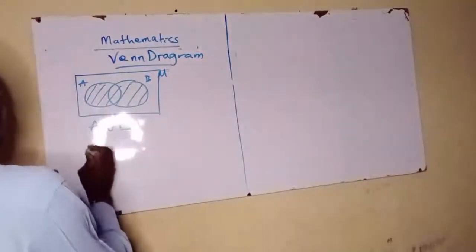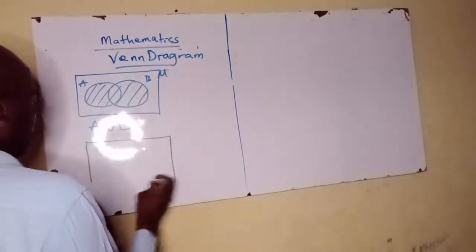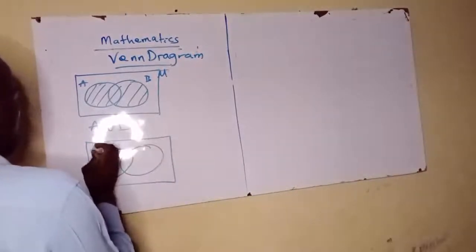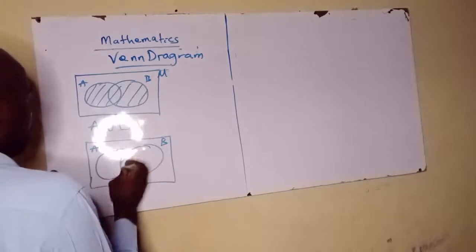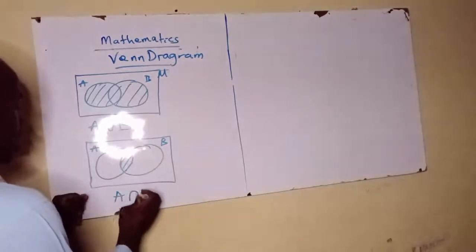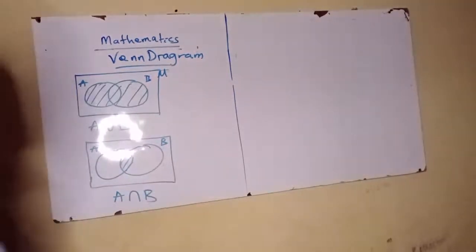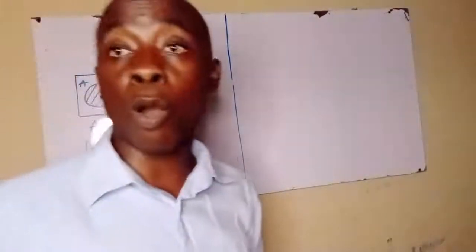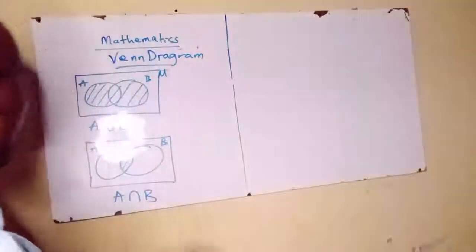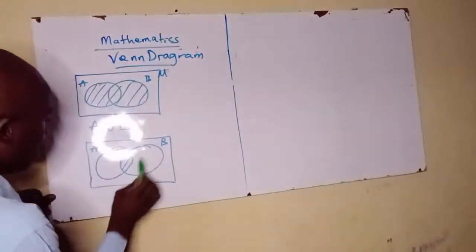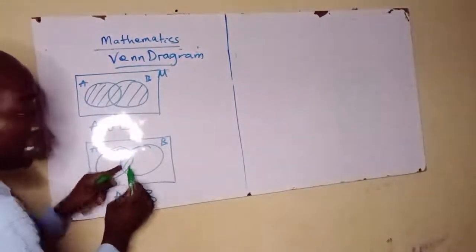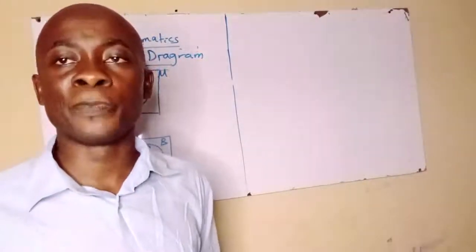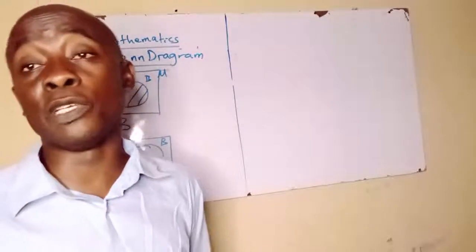Now I can do like this too. I can say A and B. This A, B. I shade this place. This one is A intersection B, meaning what A and B have in common. If you look at A, it is going like this, B is going like this. This is the place where they meet, and that's what they have in common. So that's A intersection B. I think that one justifies the definition we gave earlier.